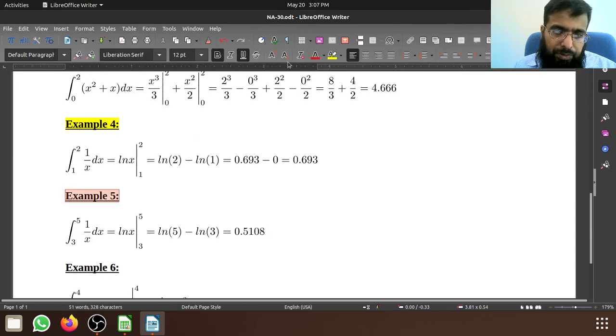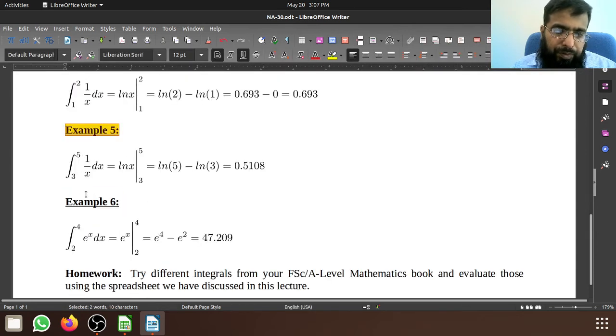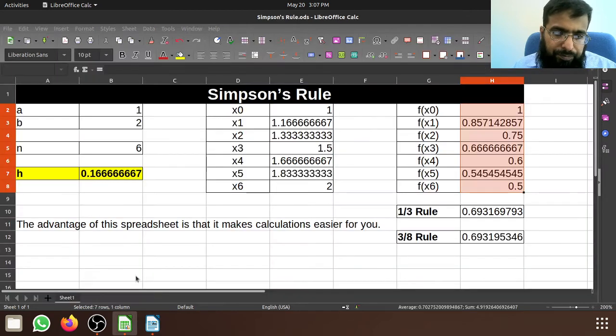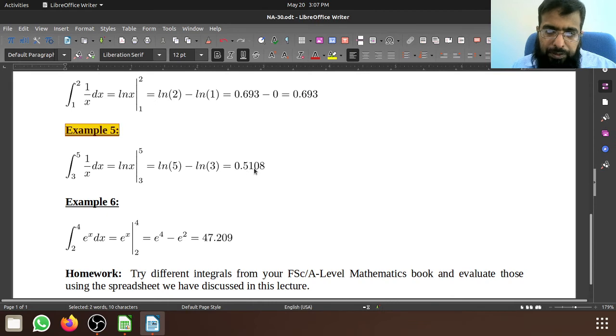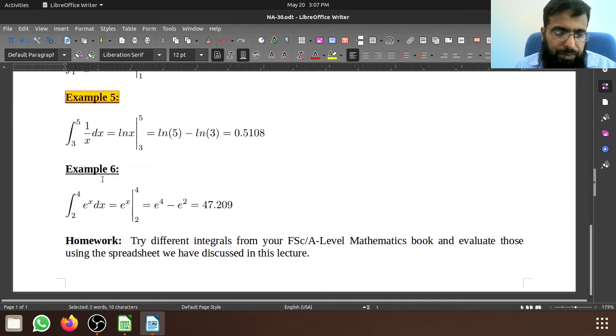Now let's move on to example number 5, where we have this 1 over x, f of x is the same, but now the limits are from 3 to 5. F of x is the same. You reach an answer 0.51 by both rules, 0.51, right? And the same answer we reach by computing this integral the usual way, 0.51, right?